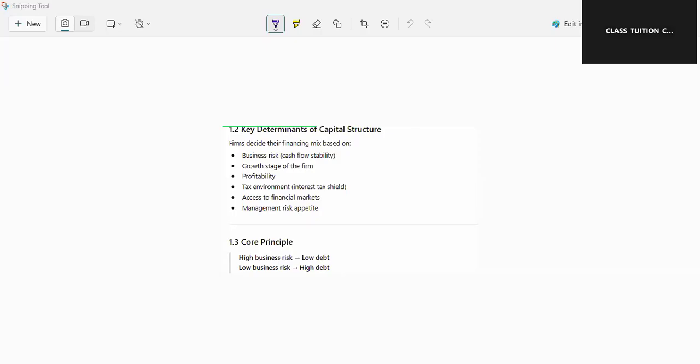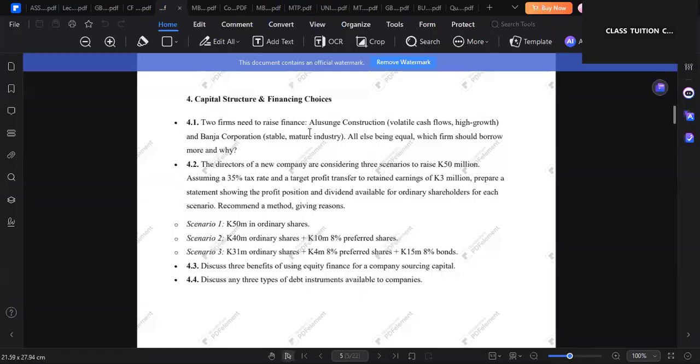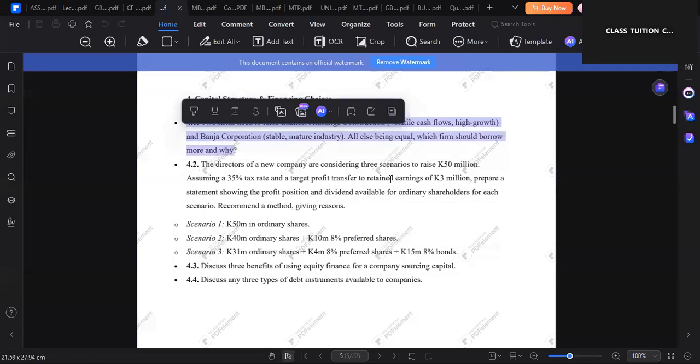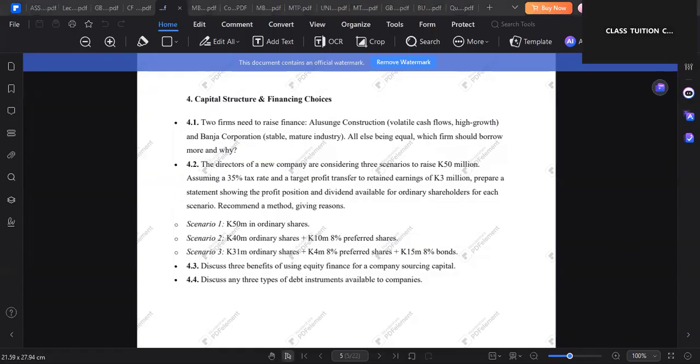By the way, my concentration is on us looking at these two firms. There are two firms that need to raise finance. There's Alusungo, which has volatile cash flows and high growth, and we have Banja, which has stable cash flows and a mature industry. All things being equal, which of the firms should borrow and why? This is about 10 marks. All right? With what I've explained, before I go to the next part, we are looking at the capital structure. We have those two firms.